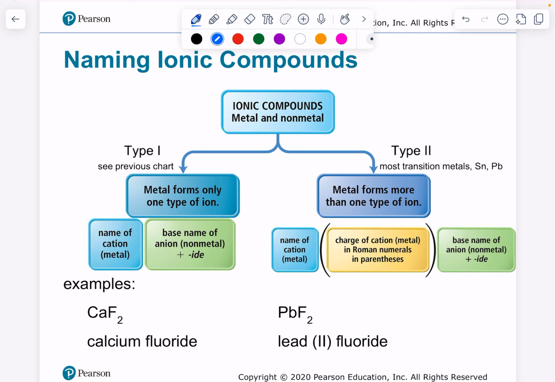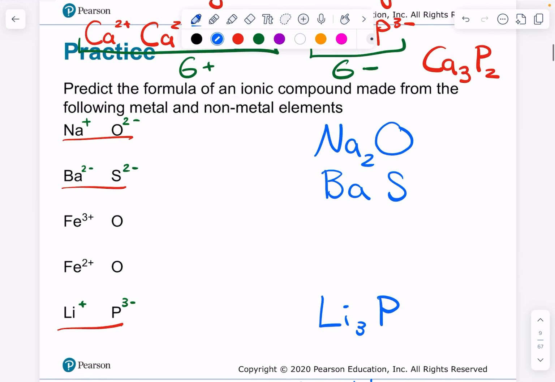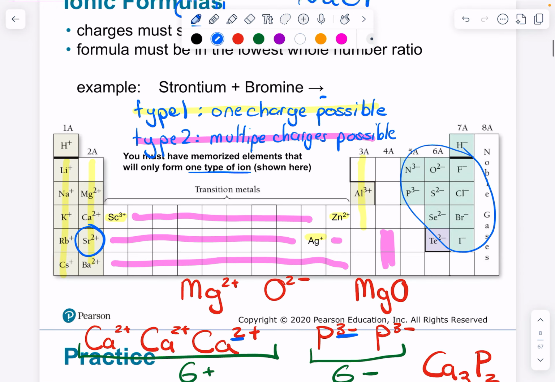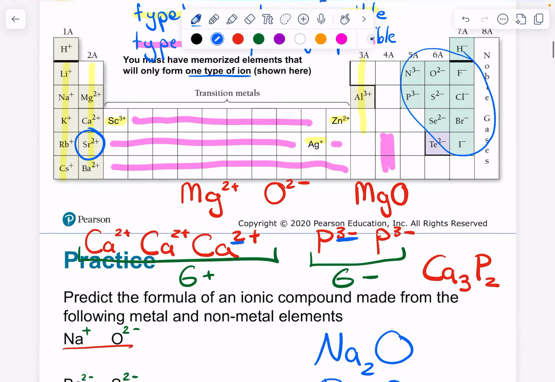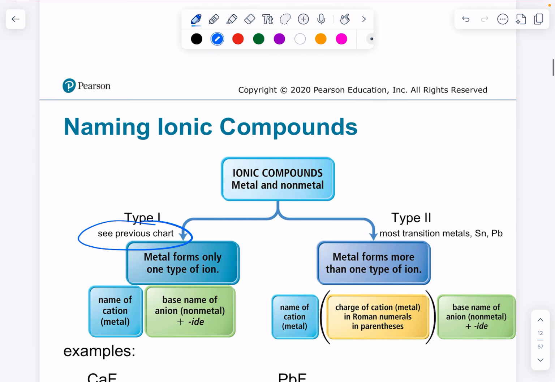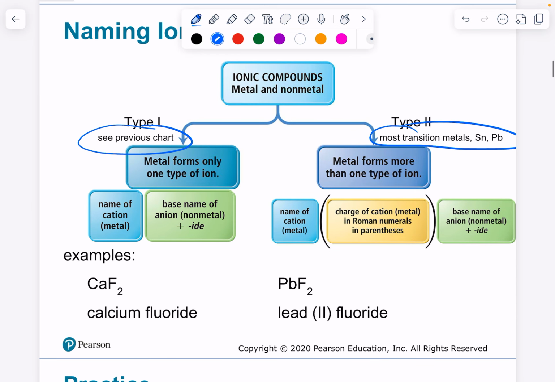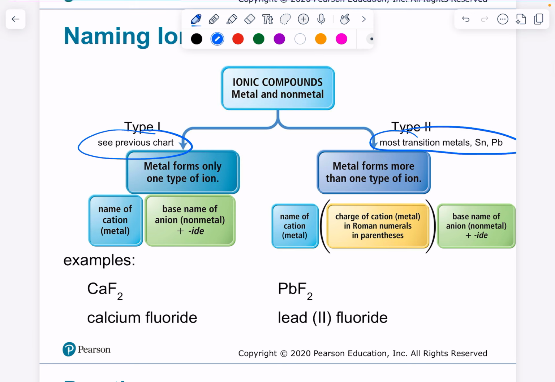Type 1s are going to only form one type of ion, and these are going to be the ones that are in that chart that we looked at. So where it labeled it, this one here. Okay, so those are the yellow ones. And then type 2 are most of the transition metals and tin and lead. That's the ones in pink. Okay, and we're going to have two different ways of naming them. So let's start with type 1.